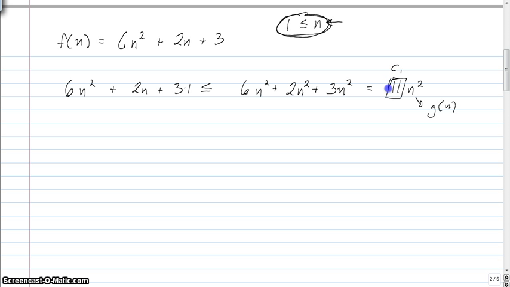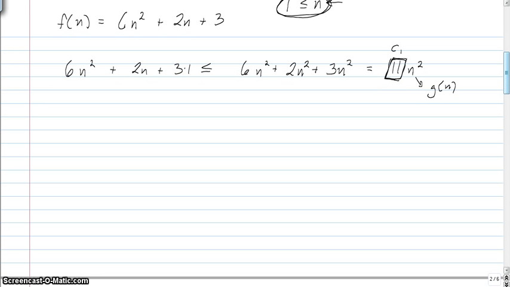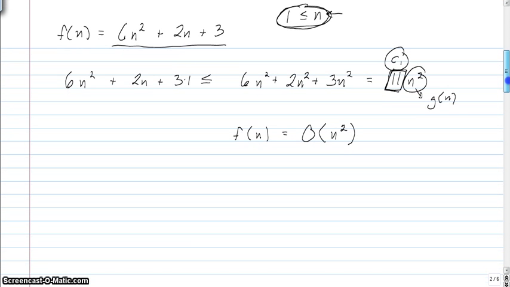Right, so what matters here is that I've found the value c1 times some other function g, and so I can write that f of n is big O, because I found that constant, of n squared. Right, that means this function is bounded above by some multiple of n squared. In this case, the multiple was 11. Okay, so with that example, let me move on and talk about the omega.